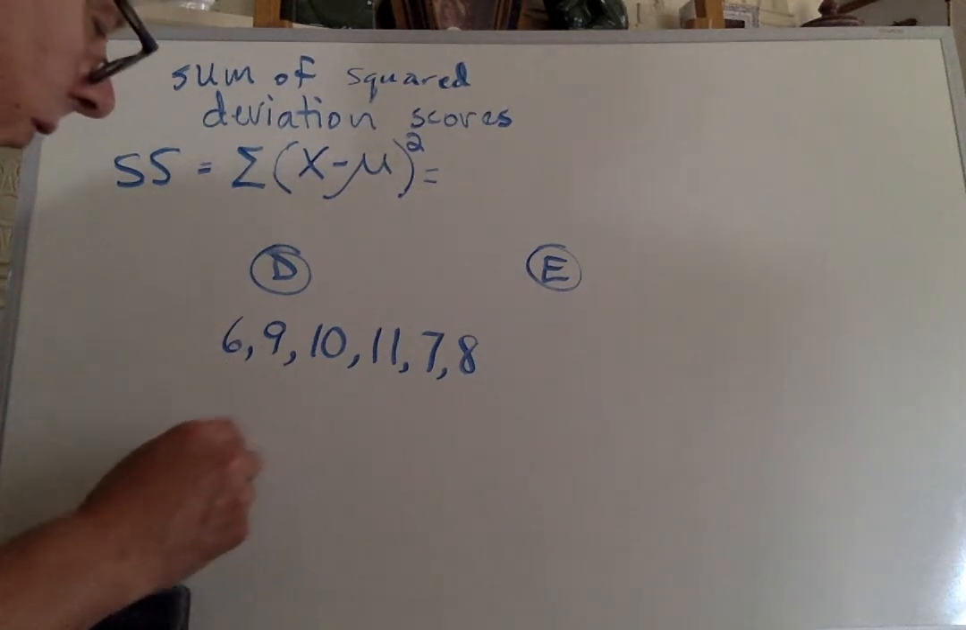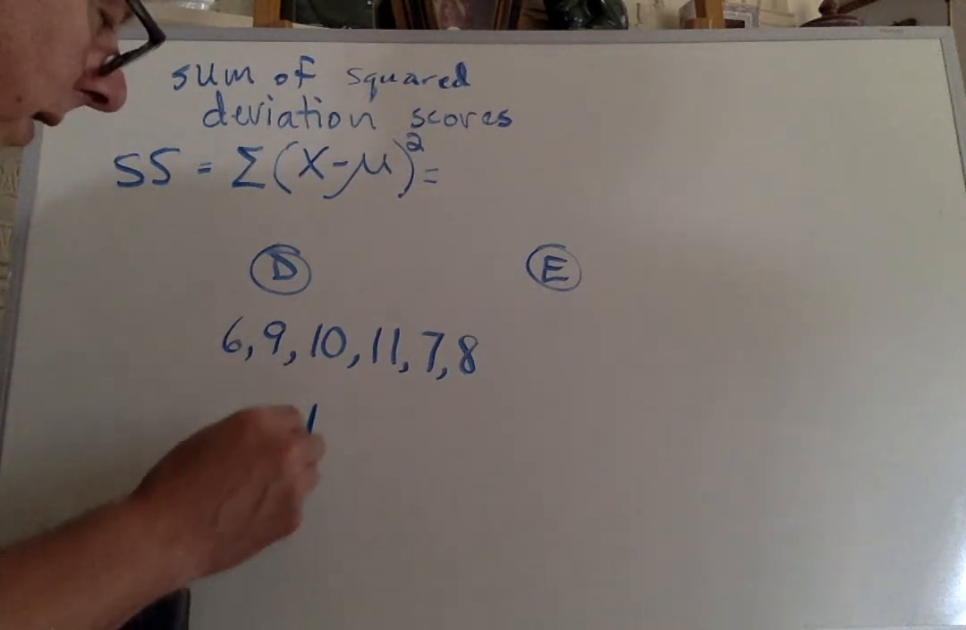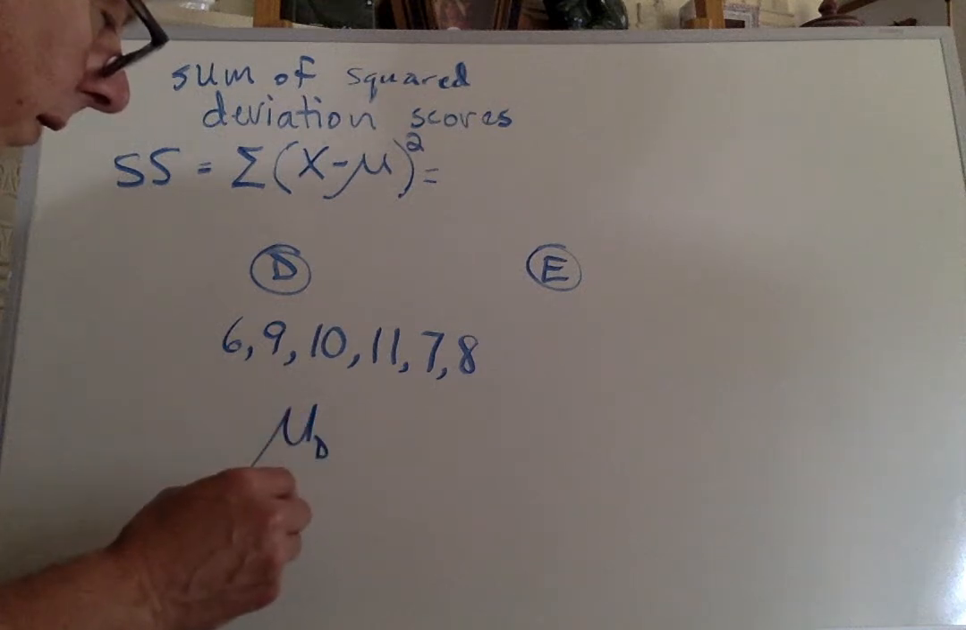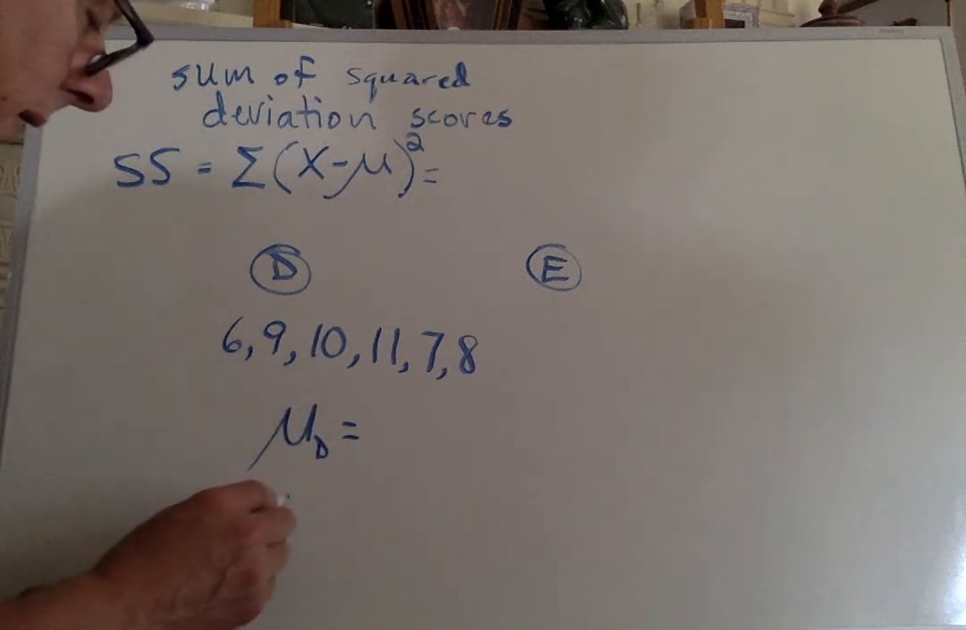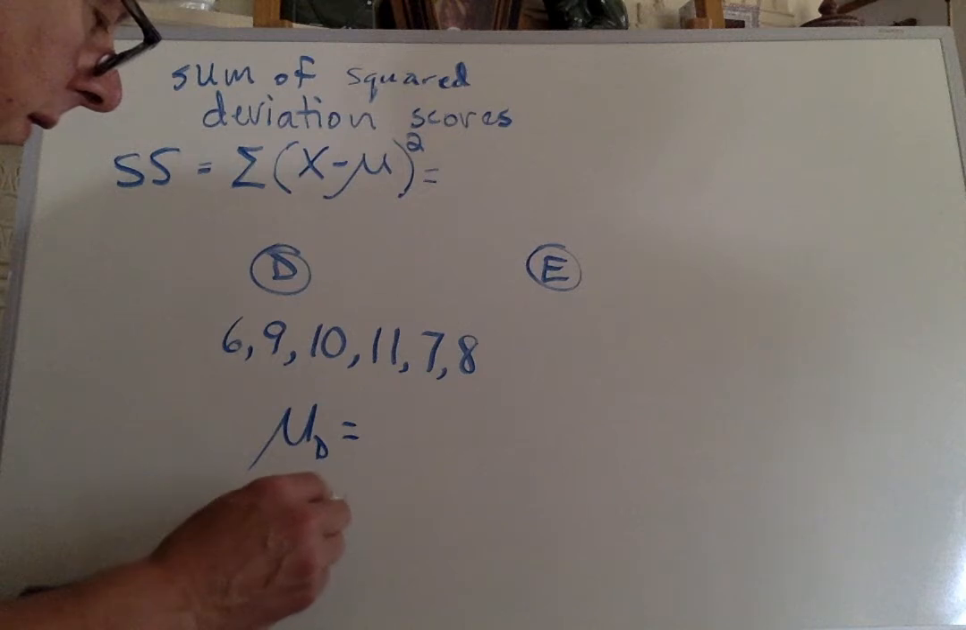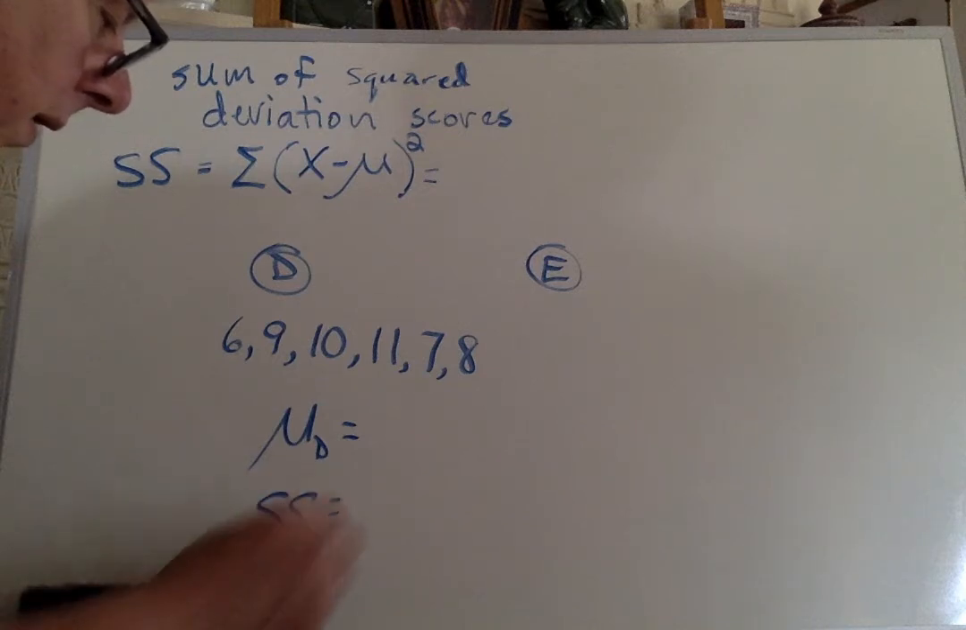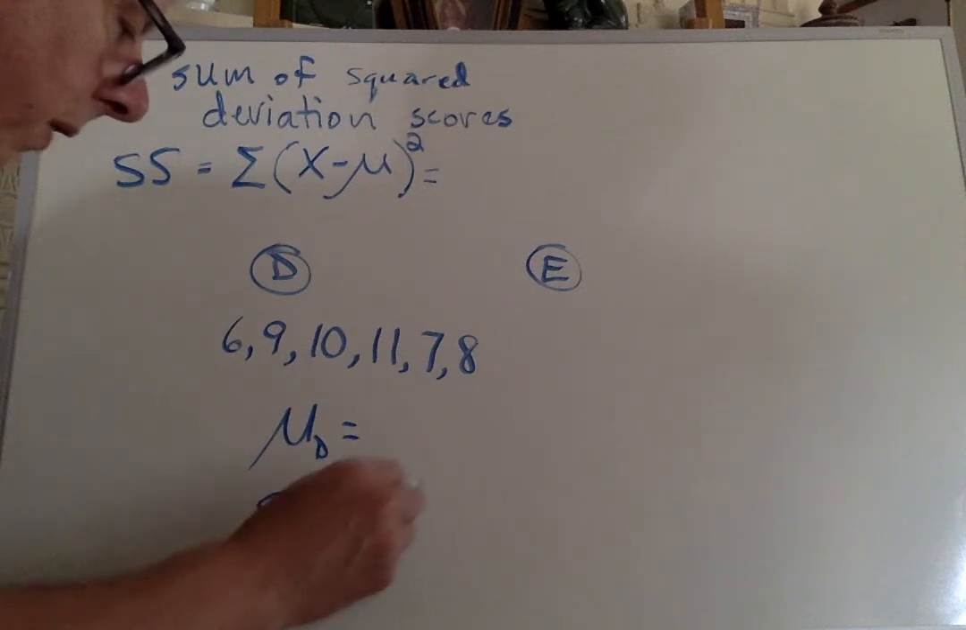And here's what I want you to do. I want you to get the mean for group D, and I want you to get the sum of squares for group D. Sum of squares is this formula, okay?